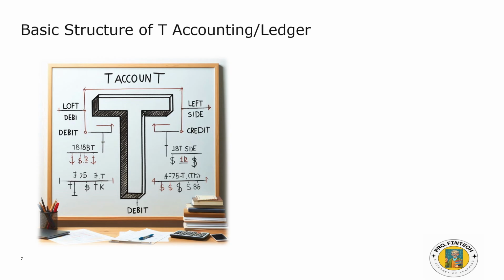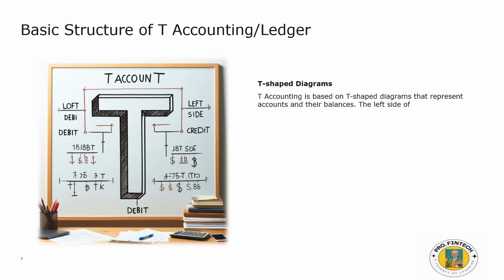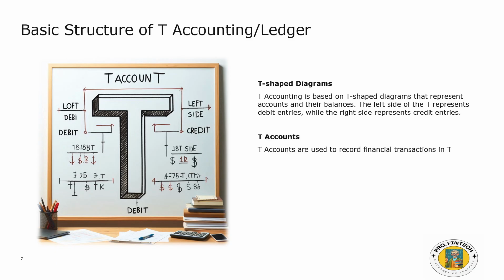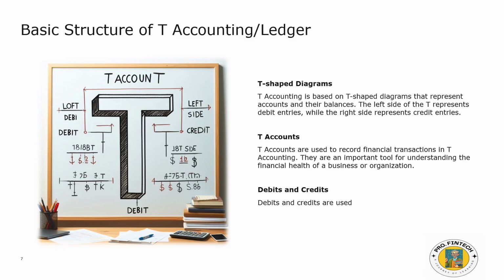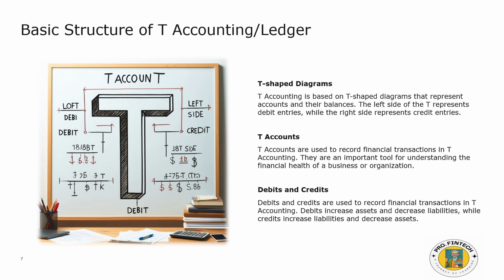Basic structure of a T account or ledger. T-shaped diagrams. A T account is based on T-shaped diagrams that represent accounts and their balances. The left side of the T represents debit entries while the right side represents the credit entries. T accounts are used to record financial transactions. They are an important tool for understanding the financial health of a business or organization. Debits and credits. Debits and credits are used to record financial transactions in T accounting. Debits increase assets and decrease liabilities, while credits increase liabilities and decrease assets.